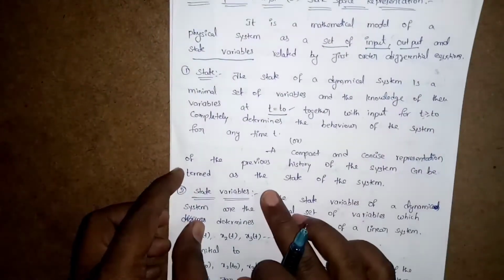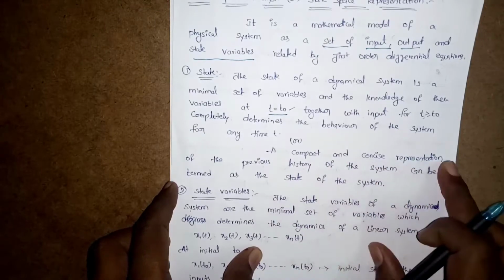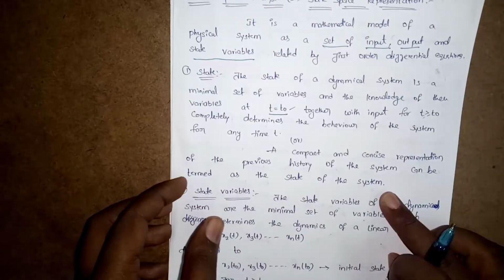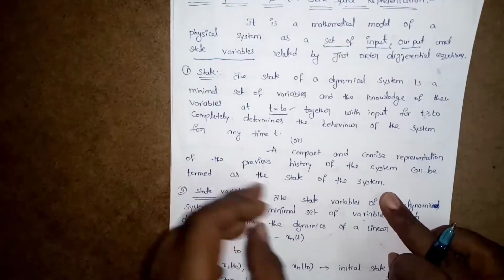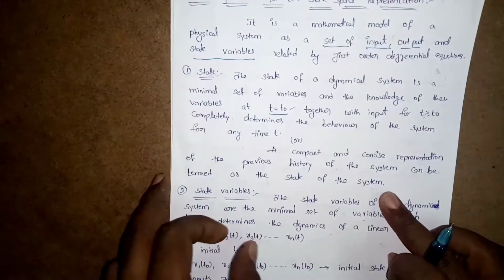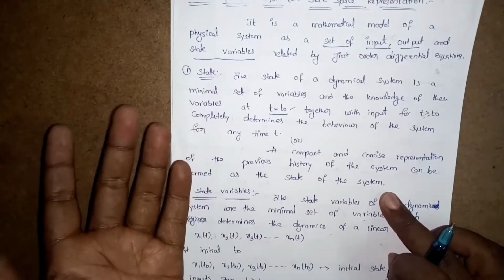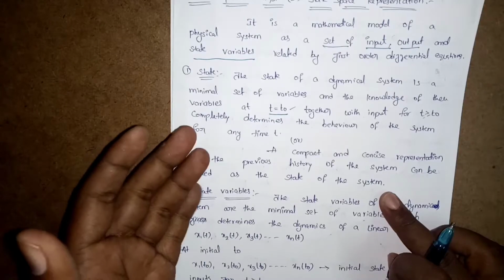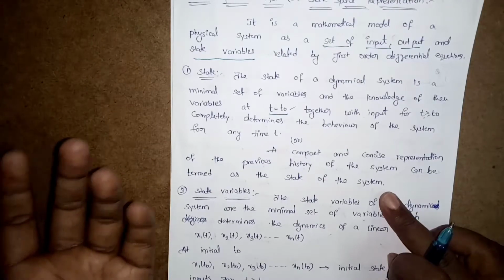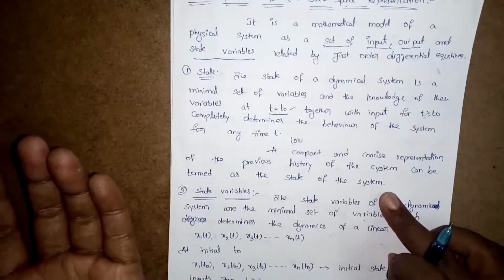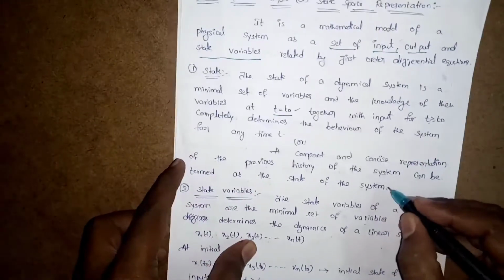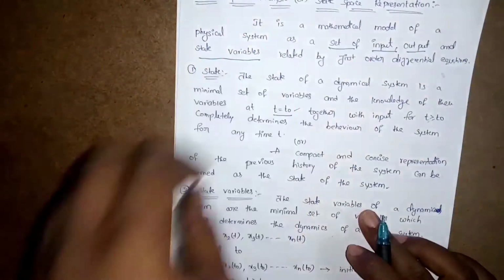Coming to another definition, a compact and concise representation of the previous history of the system can be termed as the state of the system. What is its state? For example, when some work is going on, we ask what is the status. It also represents the state of the system. So the state means representing the history of the system. These are the two definitions for state.